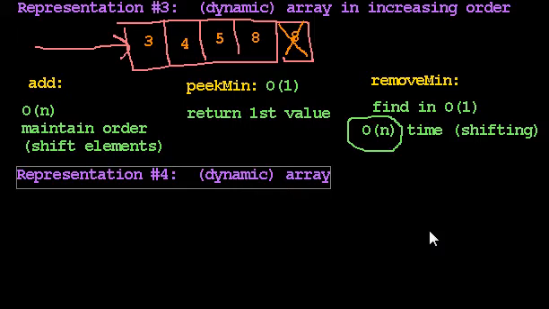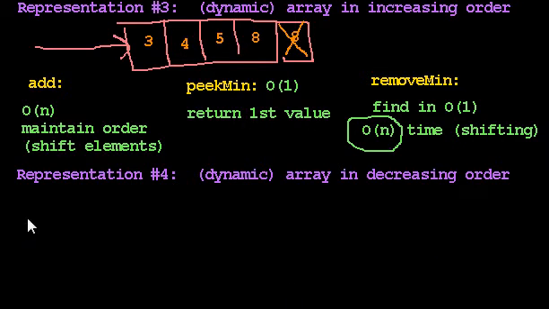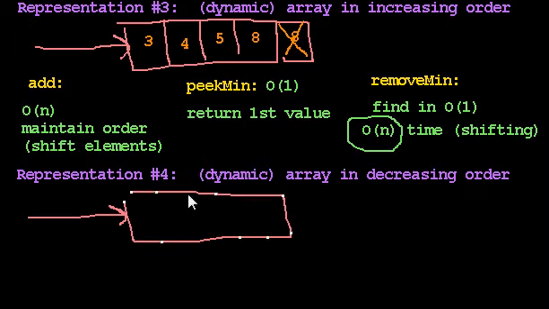So representation number 4, another one of these dynamic arrays, another array where we can add and remove from the end, but this time in descending order. So pretty much the same picture as before, but this time I believe our data values from before were 2, 3, 5, 8, so if it's in descending order, they would be stored in the order 8, 5, 3, 2.